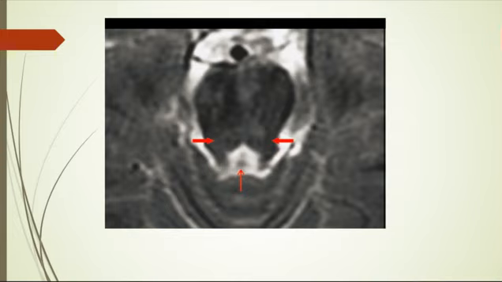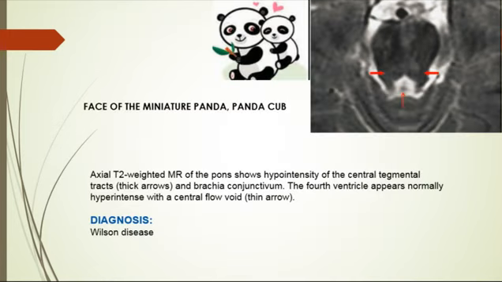What's this sign? Again, it has something to do with the panda. No, not legs. This is a miniature panda sign, or panda cub, baby panda. Okay, miniature panda. Does anyone know what it indicates? Again, it's Wilson disease. Okay, this is the baby panda, the miniature panda, the cub.